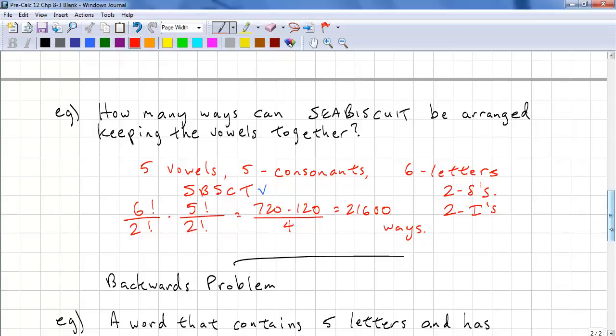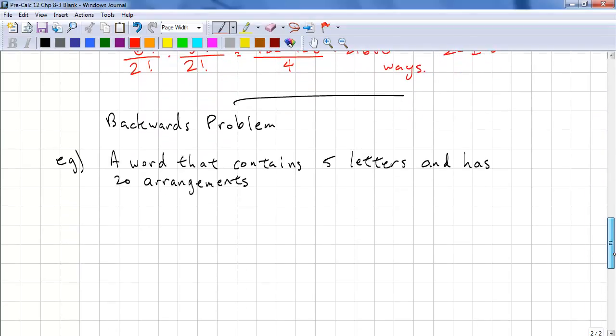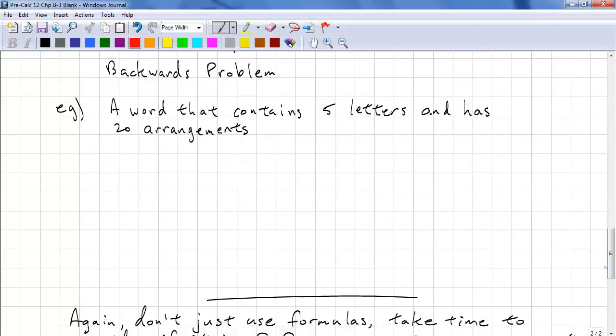And again, here's another hard problem. It's a backwards problem. And you have to do some reasoning. Okay, a word contains 5 letters and has 20 arrangements. Just write down what you know first. We have 5 letters. So that's 5 factorial. And we're dividing by x. And we know this is going to equal 20. Okay, now we can just move forward and solve for x. X is equal to 5 factorial, which is 120, divided by 20. This equals 6.